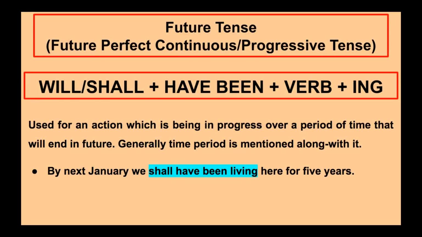Let us talk about future perfect continuous or progressive tense. The rule is will or shall plus have been plus verb plus ing. Future perfect continuous tense is used for an action which is in progress over a period of time that will end in future. Generally, time period is mentioned along with it. By next January, we shall have been living here for 5 years.